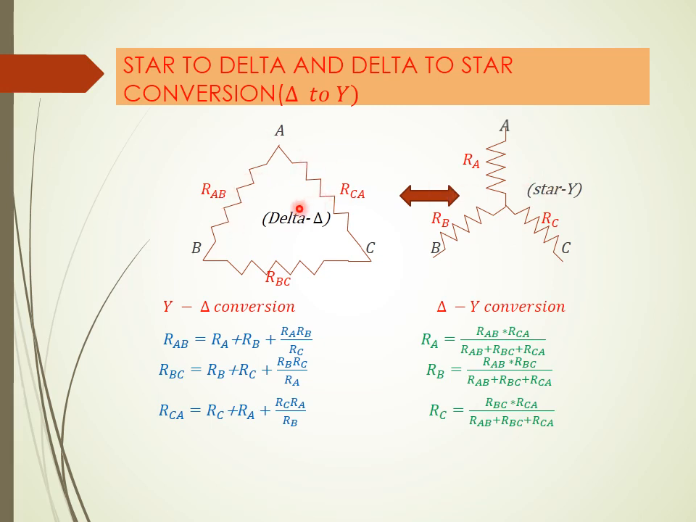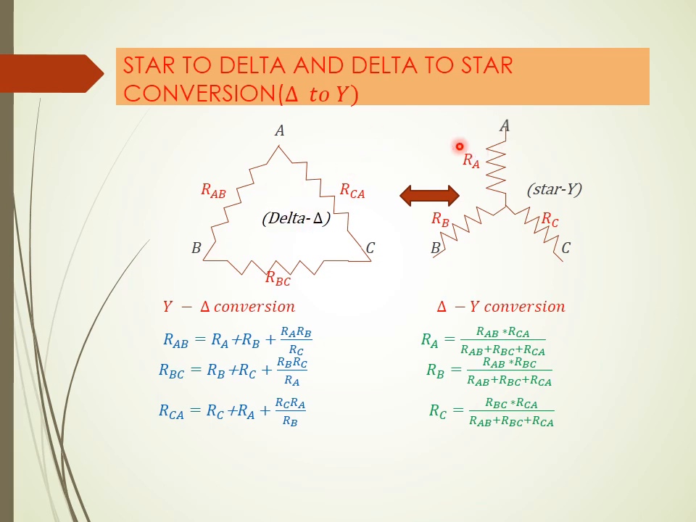So here, first let us see the delta connection. Three nodes are there, A, B and C, and three resistors are connected in the form of delta: RAB, RBC and RCA. Then in star connection, here also we have three nodes A, B and C, connected in the form of star: RA, RB and RC. So first we are going to see how to convert the star to delta. That means we are going to convert the star to this delta connection.